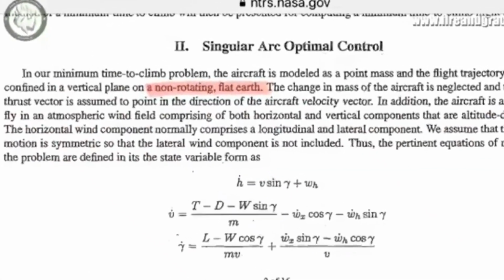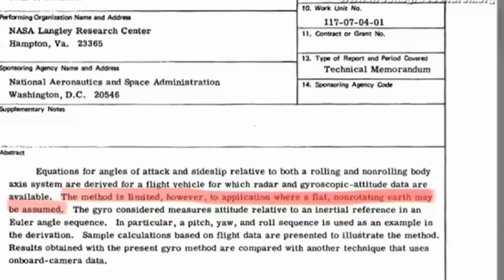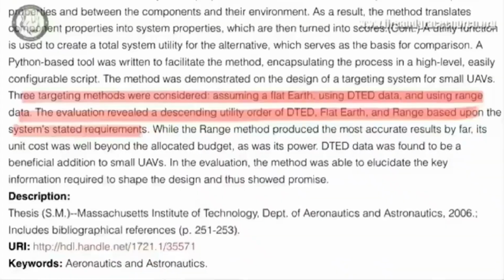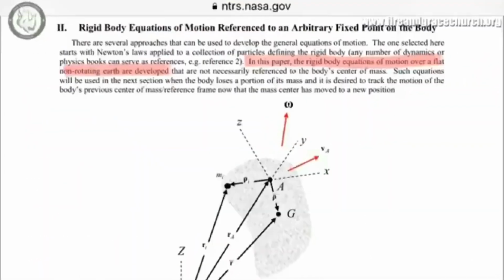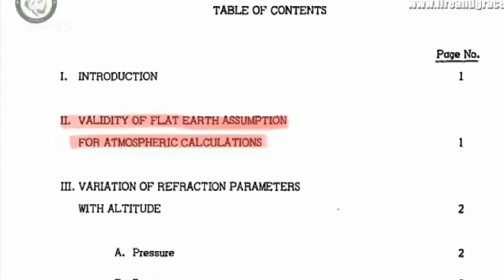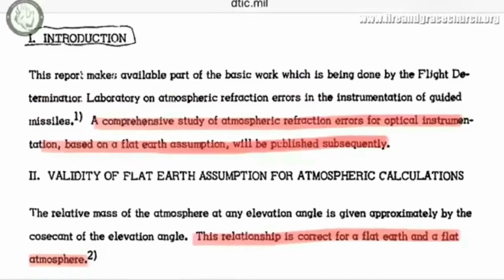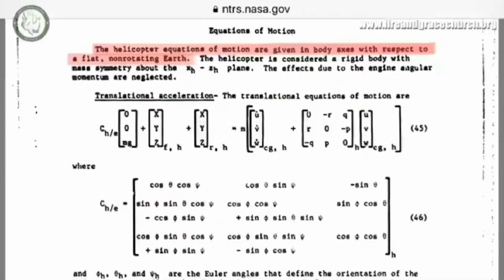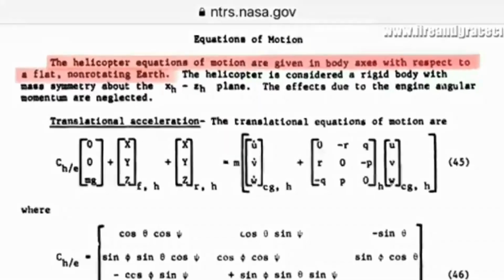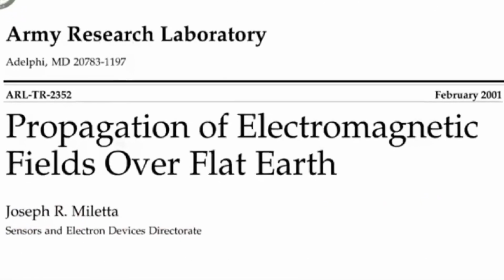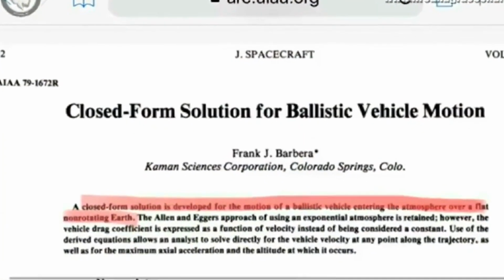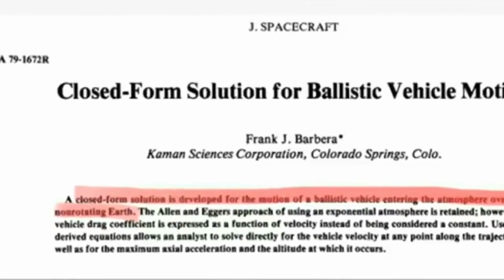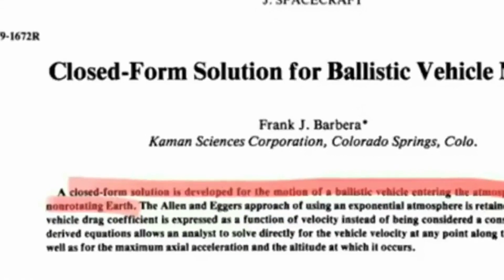Non-rotating flat Earth. A flat, non-rotating Earth may be assumed. Validity of flat Earth based on a flat Earth assumption for a flat Earth and a flat atmosphere. The flat Earth model. Propagation of electromagnetic fields over flat Earth. Ballistic vehicle motion. A closed-form solution is developed for the motion of a ballistic vehicle entering the atmosphere over a flat, non-rotating Earth. These equations assume a flat Earth.